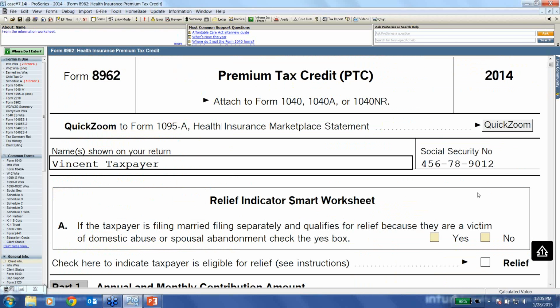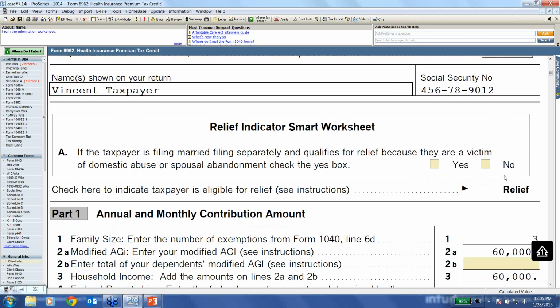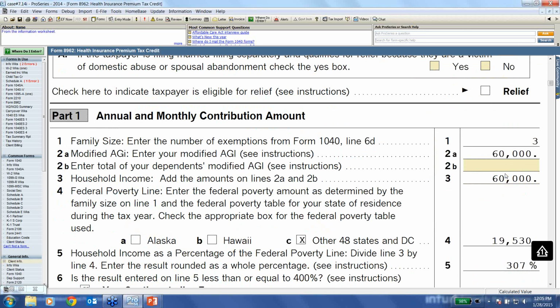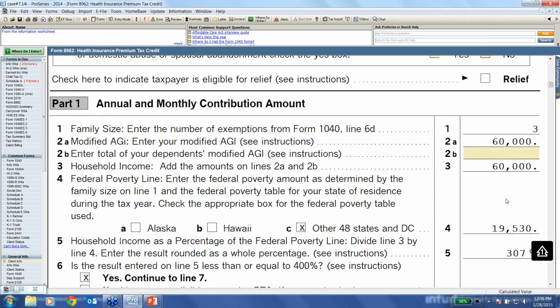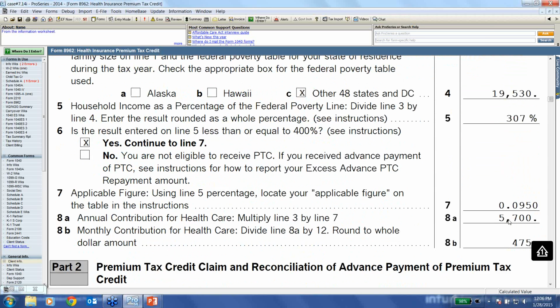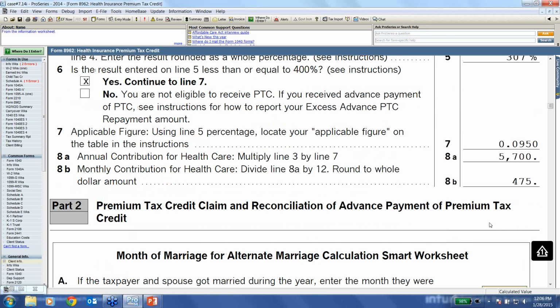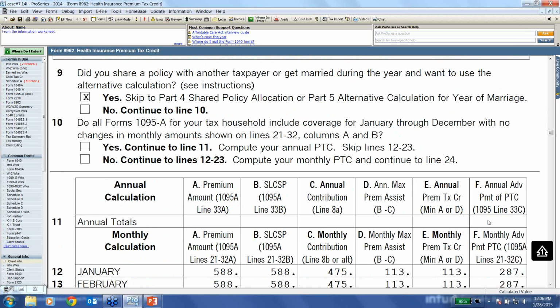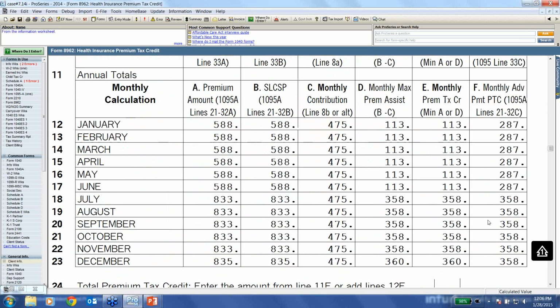Go to the 8962. We find out that the household income for Vincent, $60,000. That represents 307% of FPL, federal poverty line. Turns out to be the annual contribution for health care, $5,700. Divide that by 12, $475. And we punch that into column C for the full year.